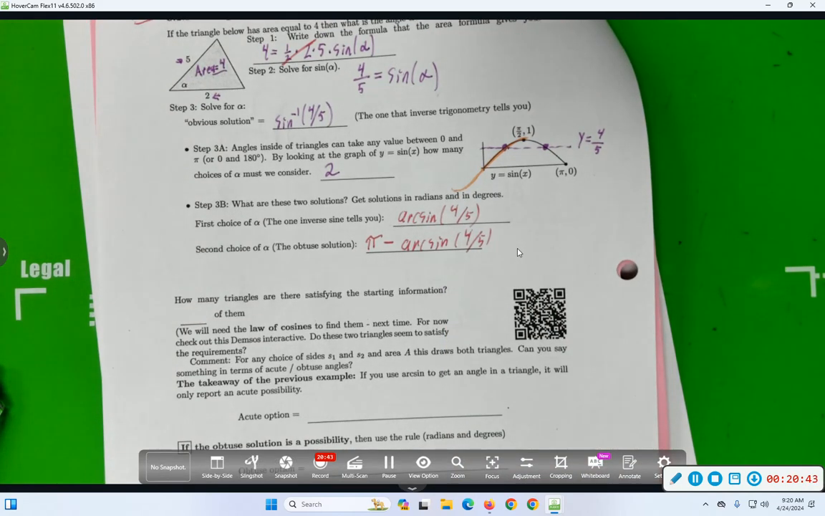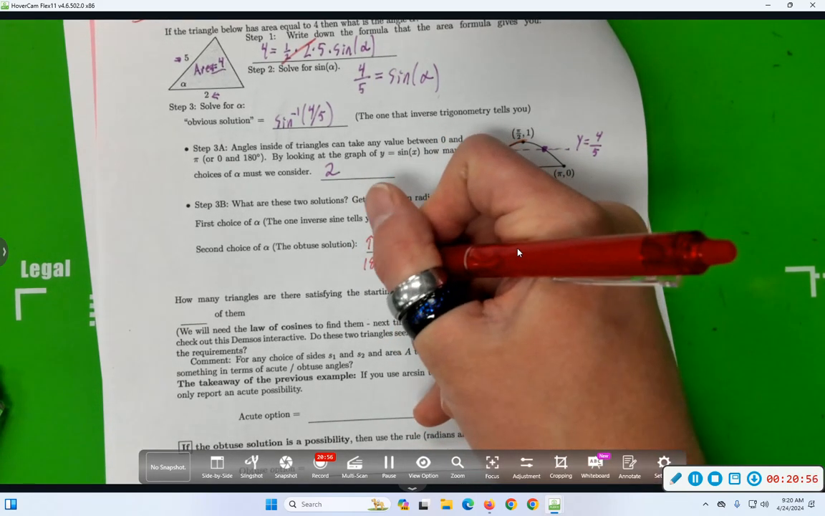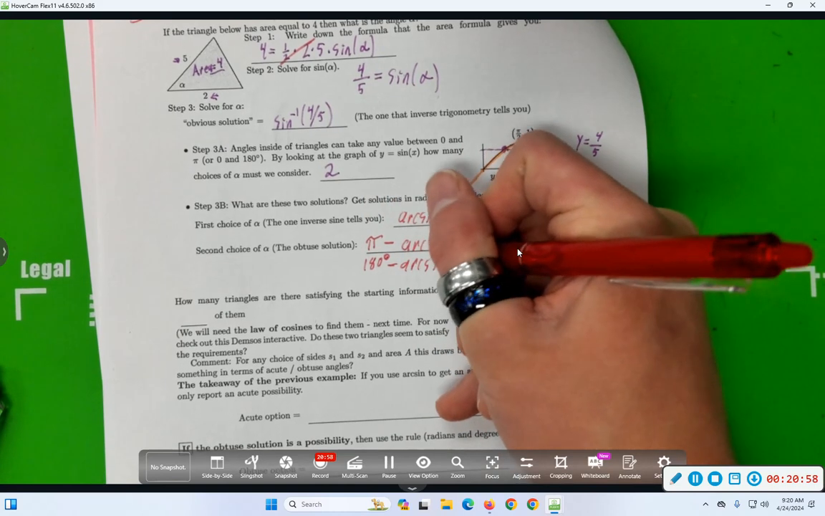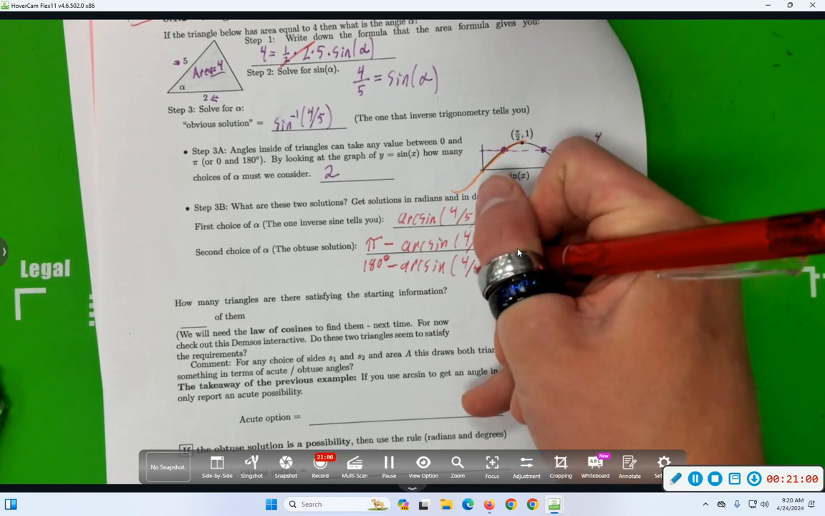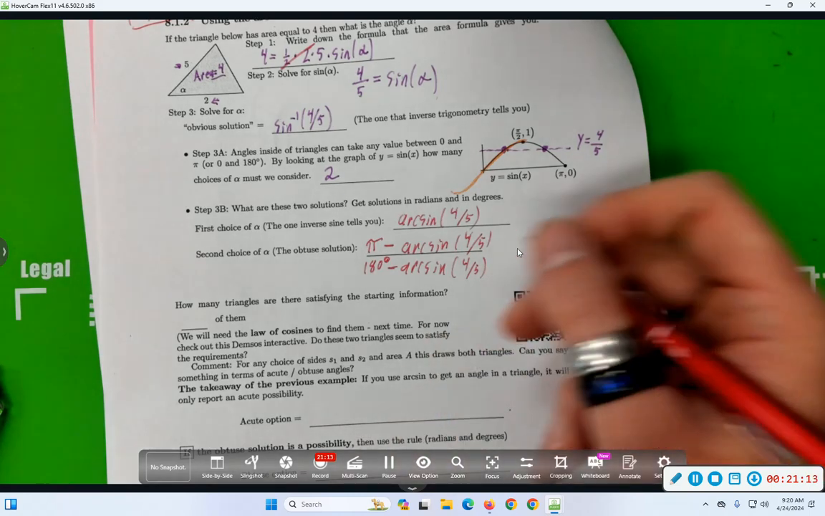Should we be in radians or degrees today? Anyone want to be in degrees? Cool, let's also put this in degrees. Pi radians is how many degrees? 180. So 180 degrees minus arc sine of 4/5. Nice. That gives us these two different angles. That's the number of solutions I expect to see to this triangle problem. So these are all of the possible solutions.